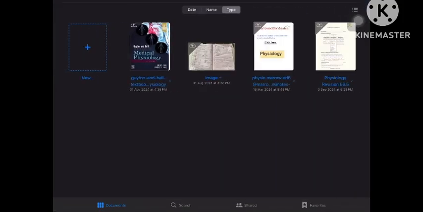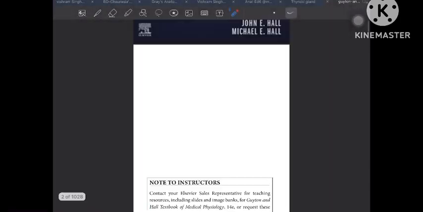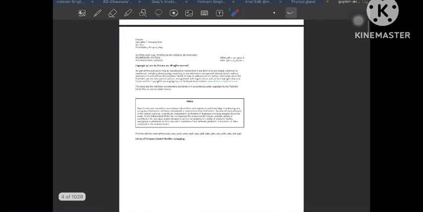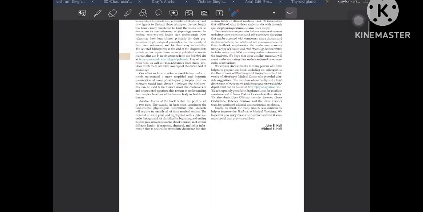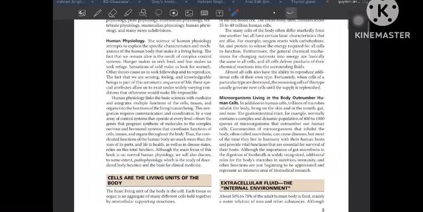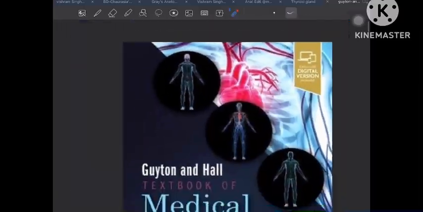In physiology, Guyton and Hall is a gold standard book. In the first year, it might look somewhat difficult to use this book because you are just entering MBBS. It's slightly difficult, but once you read some chapters of the initial basics and develop a habit, you have to read every day. Then only you can develop the habit. It is the old version, but you can read the latest one.